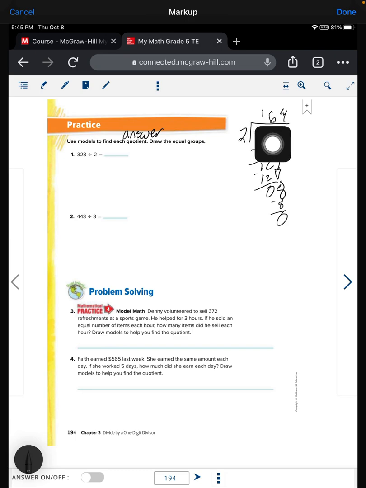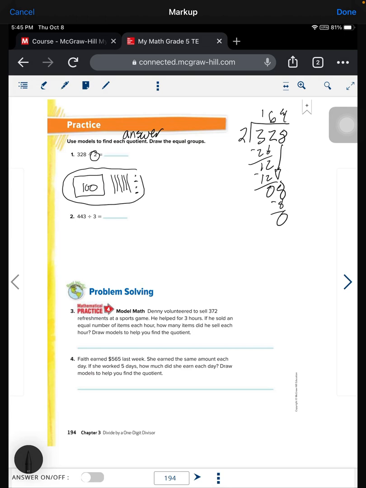So we're going to have 1 100 bar, 6 10 bars, and 4 ones. So let's do our divisor. Since we have 2 groups, let's draw the bars first, and then we'll draw the bubbles around for our groups. We have a 100 block. Then we have 6. 1, 2, 3, 4, 5, 6. 6 10 bars, and then 4. 1, 2, 3, 4. There's group 1.